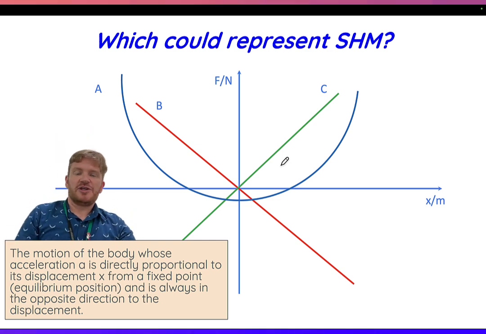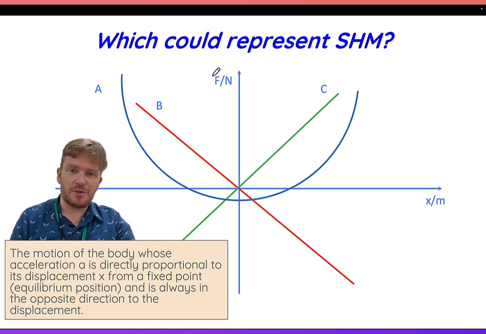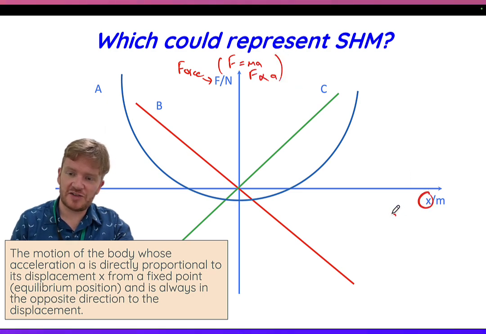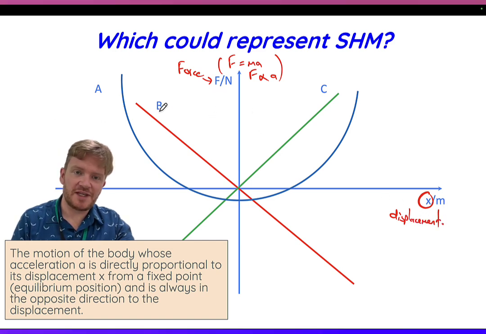So with that in mind, this is a really common graph that we see, where we have here the force acting on the object, which, remember, force is equal to mass times acceleration, so the force is proportional to the acceleration. And here we have the displacement from the equilibrium position. So the only correct one here is B, because they are proportional to each other, but most importantly, they are in the opposite direction to displacement.